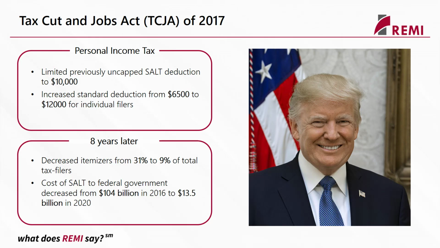These changes had a major impact on tax filers. We found that after 8 years, which is this year, the share of taxpayers who itemized deductions dropped from 31% to just 9%. People are more inclined to use the standard deduction, and the cost of state and local tax deductions to the federal government decreased from $104 billion in 2016 to $13.5 billion in 2020. With that context in mind, I will now pass it to Samuel to walk us through how these changes played out specifically in California and Texas.